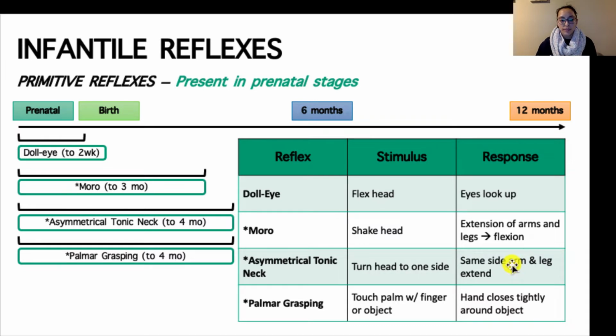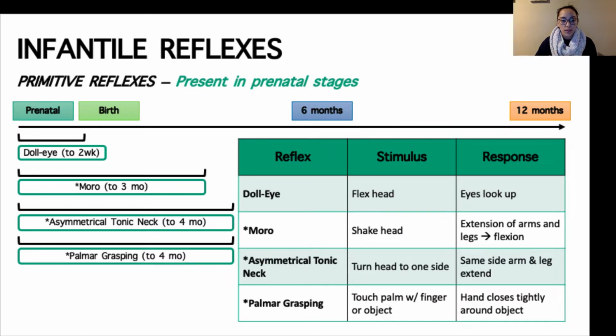The palmar grasping reflex has a similar timeline to the asymmetrical tonic neck reflex. With that one, if you touch the palm with your finger or an object, it will close around that object, right? So obviously you can think of it as leading into grasping movements. But babies aren't born with the intention of grasping objects, so the reflex functions for that until they're able to intentionally control hand movements.